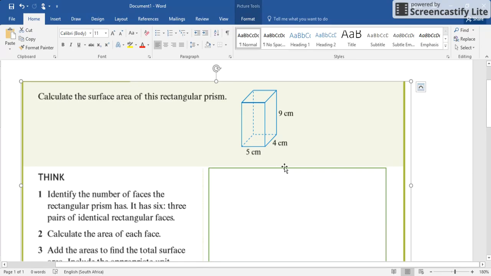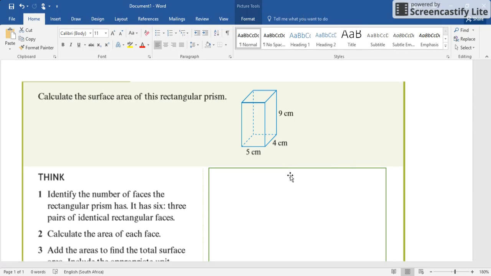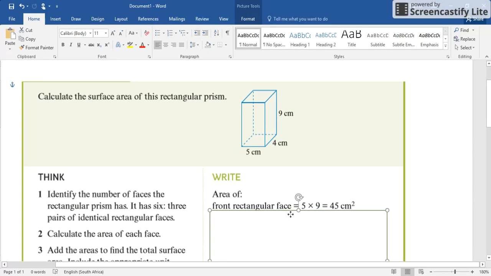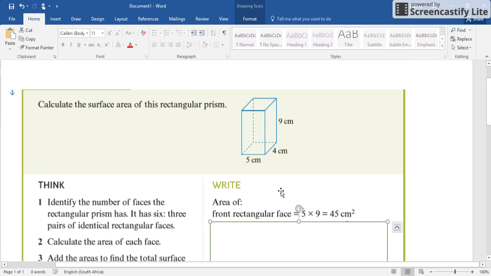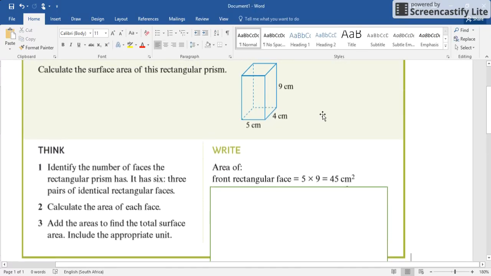Okay, so just get back onto this. All right, so I want to move this down. Okay, so if we have a look here, what we're going to do first of all is we're going to find out, let's just zoom back up, we're going to find out the front. Now, this is how I want you to set it out, okay? I want you to actually write front rectangular face. So that means that it's this one here.